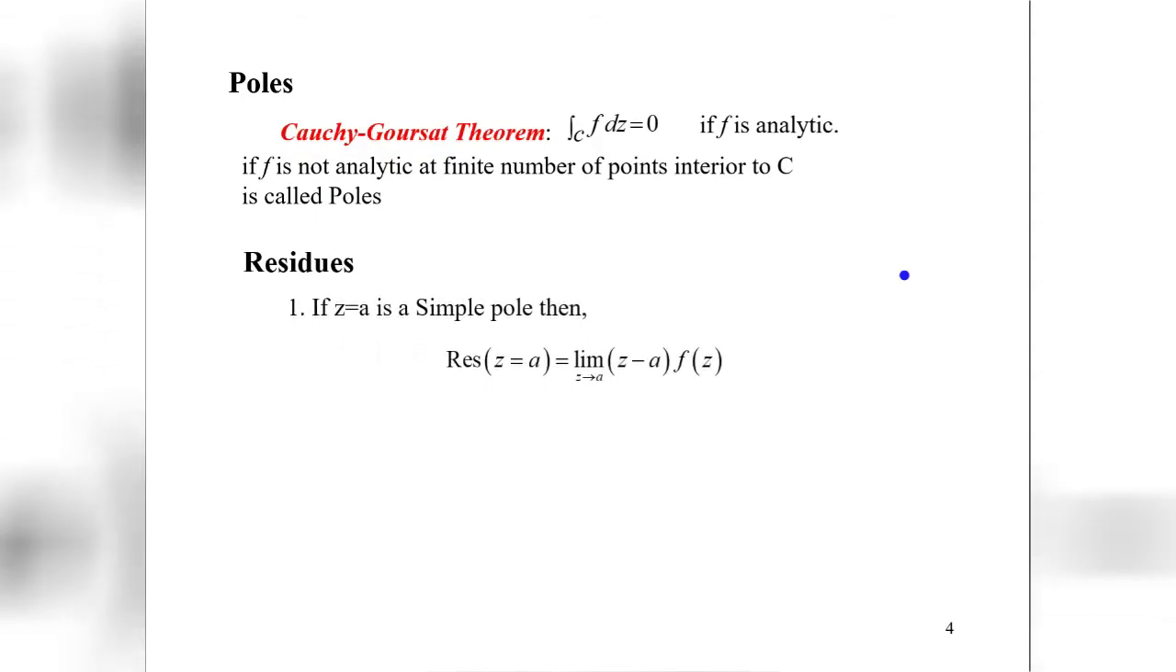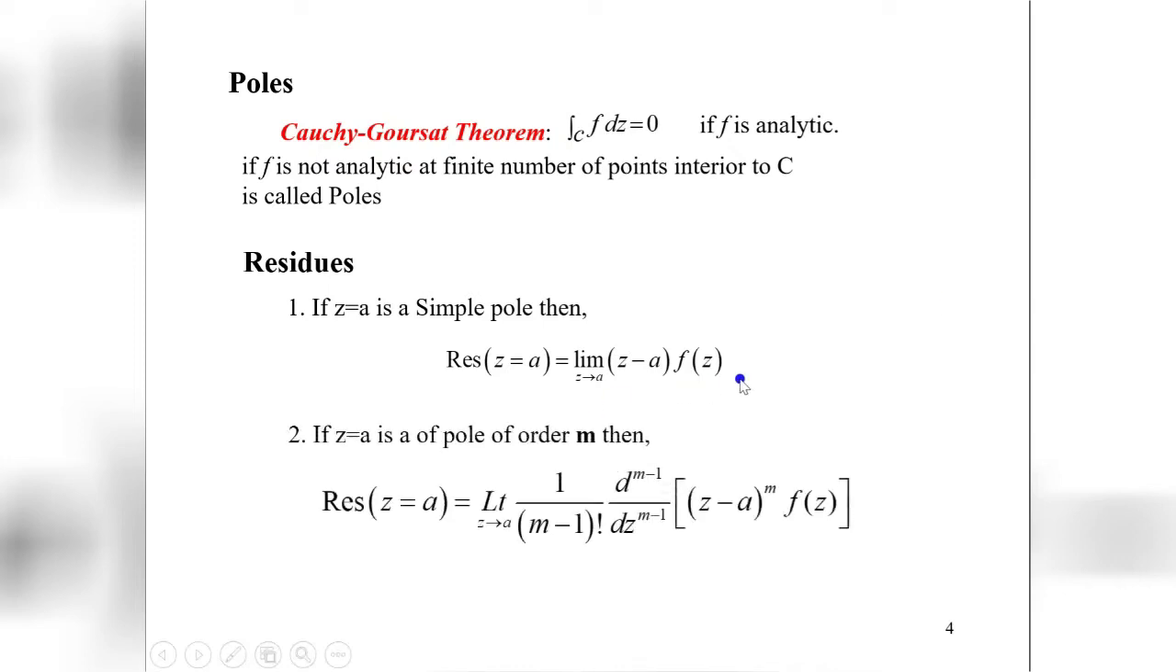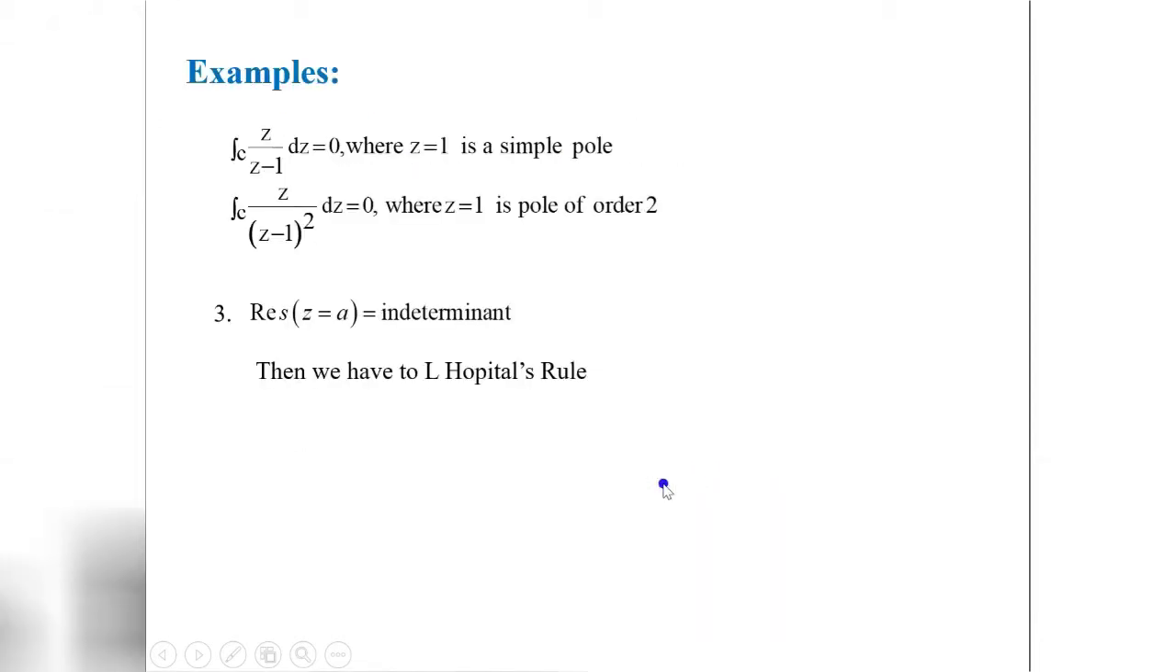If it is a simple pole, the residue of f of z at a point a is defined by the limit as z tends to a of z minus a times f of z. If it is a pole of order m, then the residue of f of z at a is defined by the limit as z tends to a of 1 divided by m minus 1 factorial times the derivative with respect to z, m minus 1 times, of z minus a whole to the power m times f of z.